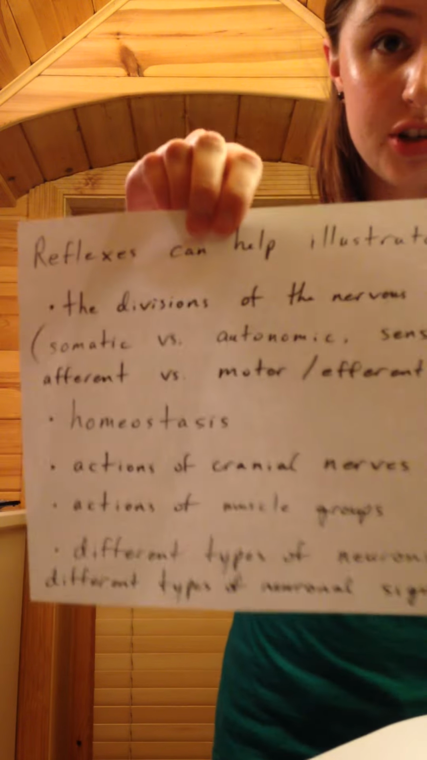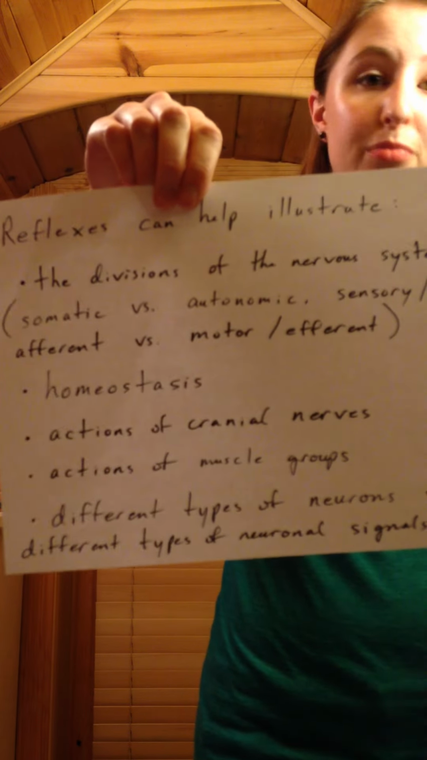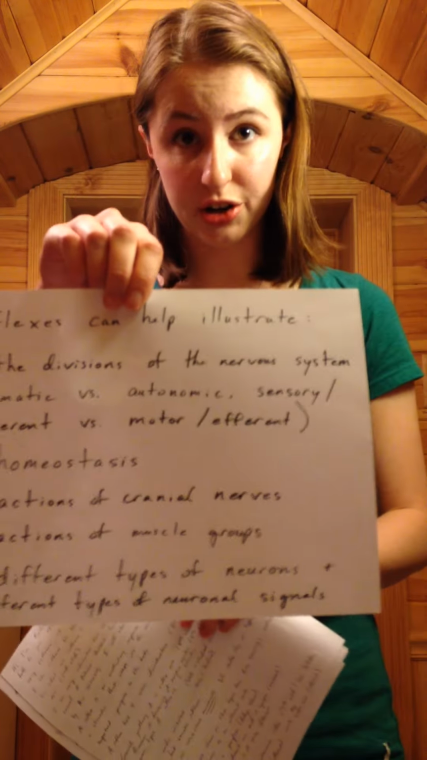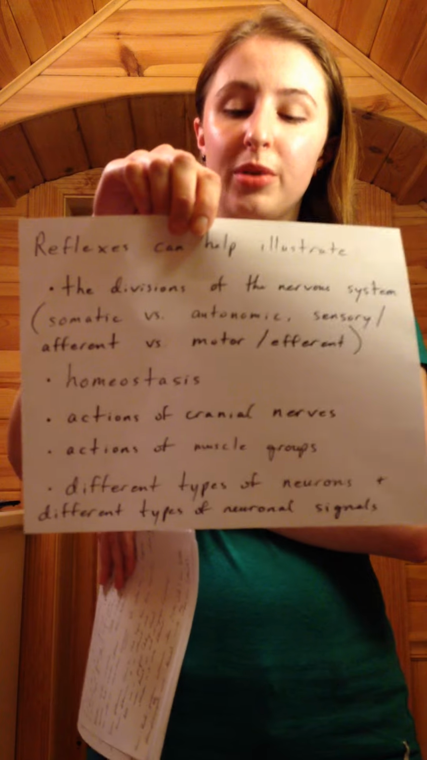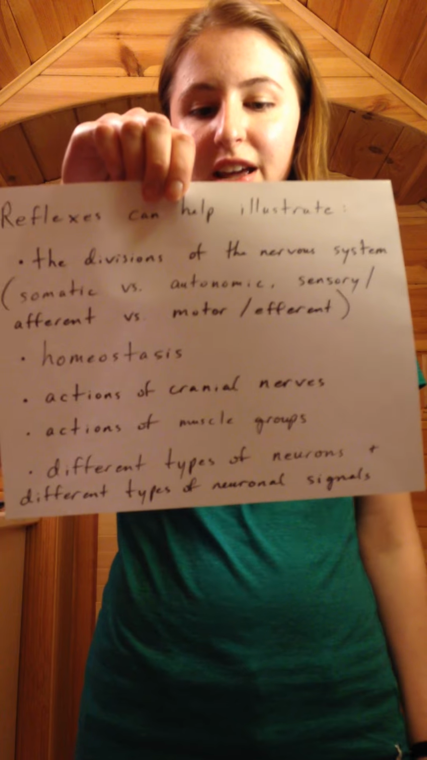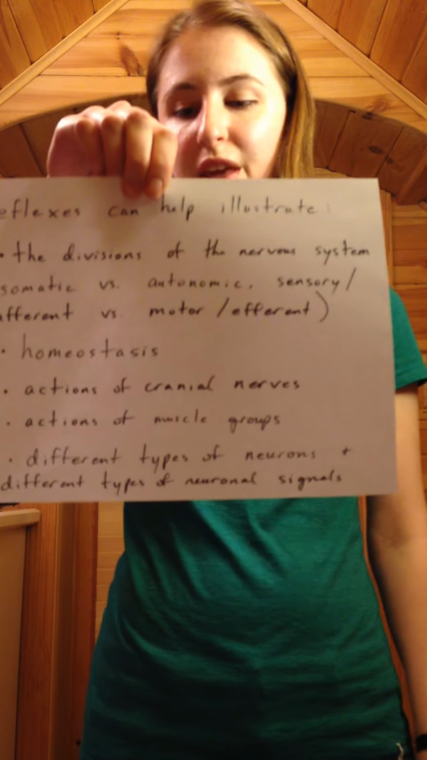One of the reasons I like reflexes is that they can help illustrate a lot of things, and I've made a few slides as visual aids so you don't just have to watch me the whole time. Reflexes can help illustrate mainly the divisions of the nervous system, so somatic versus autonomic, motor versus sensory, and they can also help represent, I think especially the autonomic reflexes, homeostasis very well. And I think they can help illustrate some of the actions of cranial nerves and illustrate that they are not just motor but also sensory, and different actions of different muscles as well, smooth and cardiac versus skeletal.